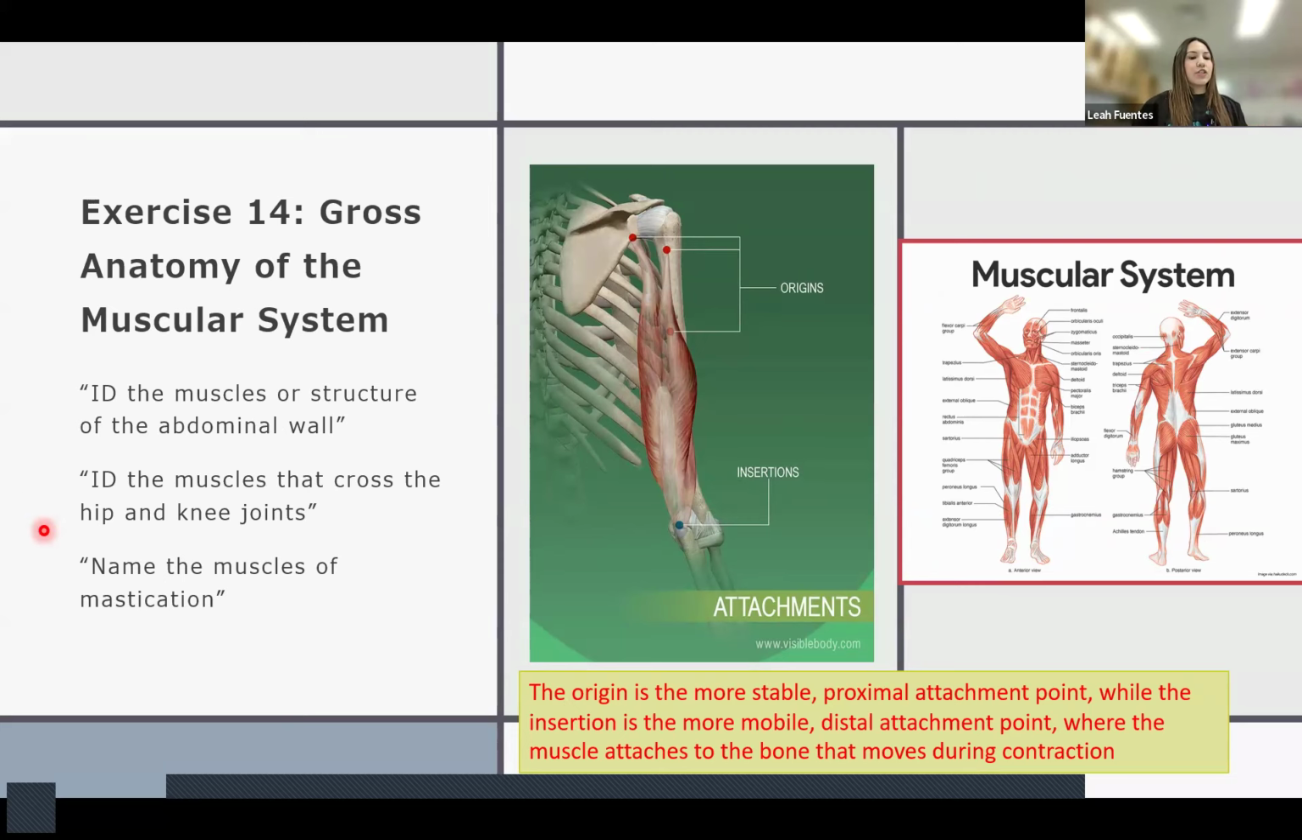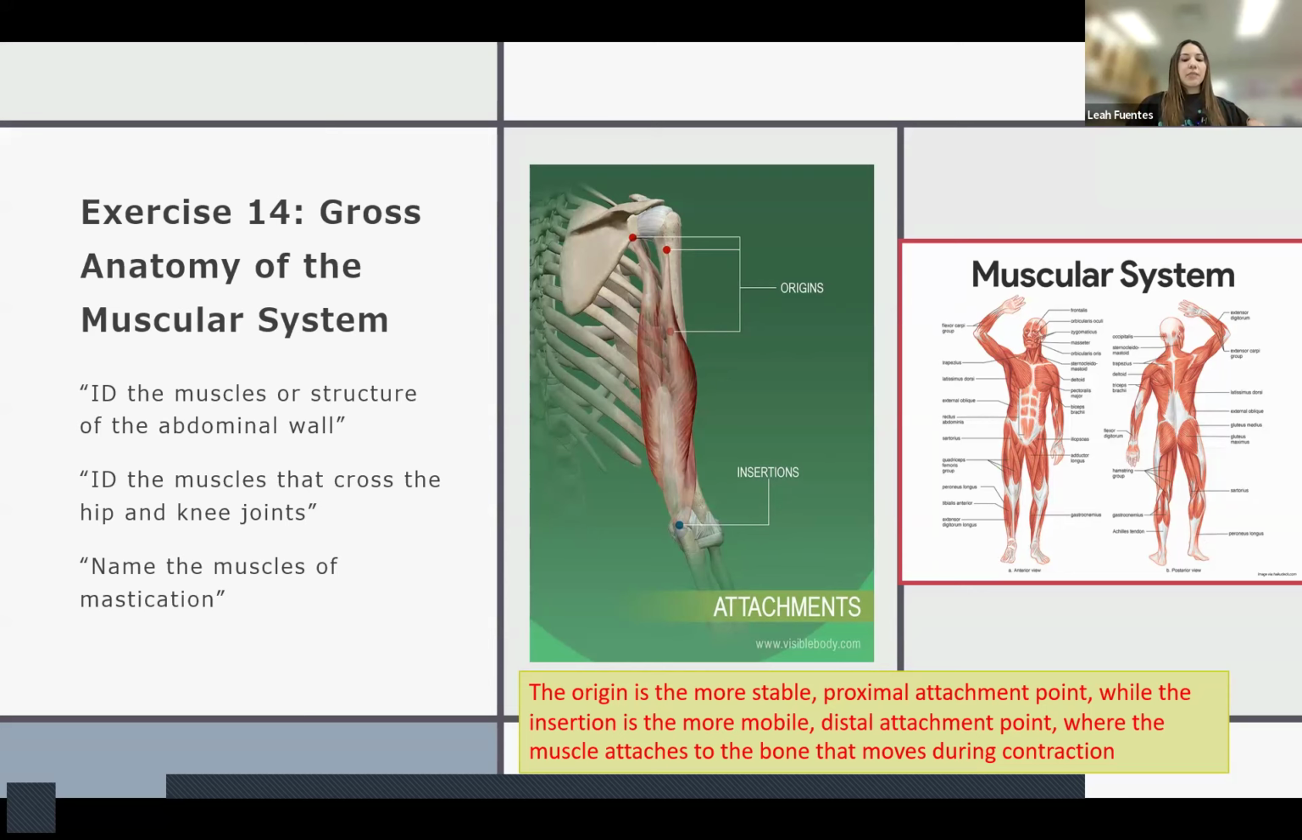Some examples of questions that you will be asked: identify the muscles or structure of the abdominal wall, identify the muscles that cross the hip and knee joints, and that would be labeled A, B, C, D, having to label or name each of those. Or they could just give you no image and say, name 2 or 3 muscles of mastication. So there are different ways that it can be asked. It doesn't necessarily have to be an image or a model of a muscle and then identifying or labeling what it is.